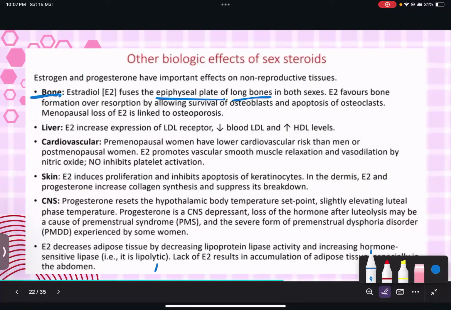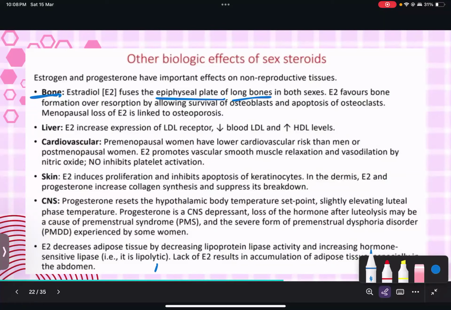How does estrogen work here? Again, when we talk about postmenopausal women, another comorbidity that they have, another disease that comes up with menopause, is cardiovascular diseases. Okay, so before menopause, they're usually at lower risk of cardiovascular diseases, and then after menopause, they're at higher risk. It's because the estrogen promotes vascular smooth muscle relaxation and vasodilation by the NO, which is nitric oxide, and it inhibits platelet activation. Inhibiting platelet activation is good because it won't cause clotting and atherosclerosis and so on.